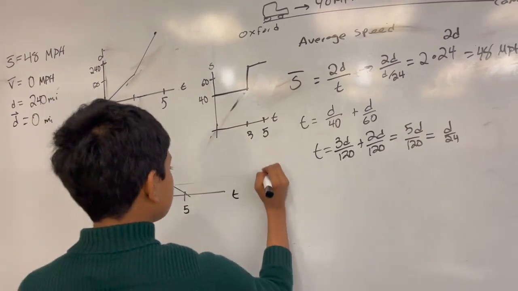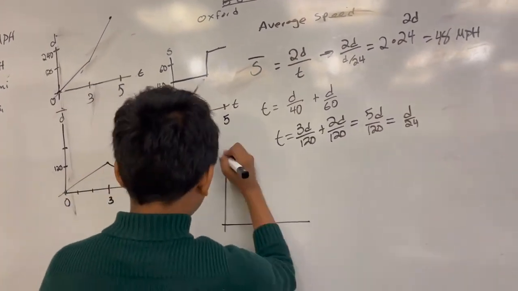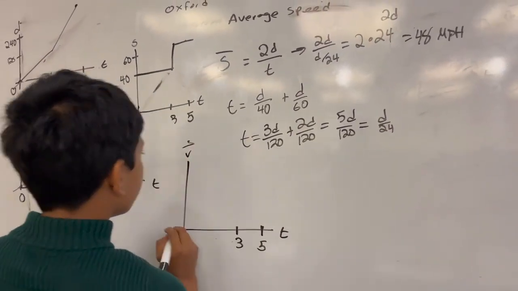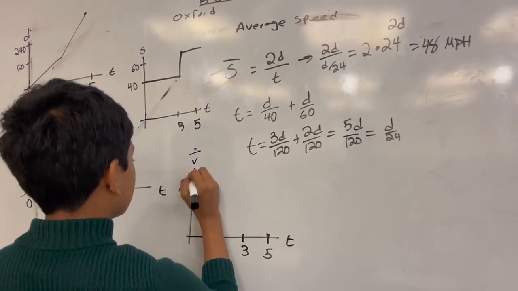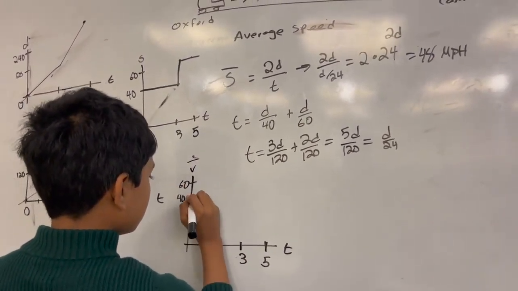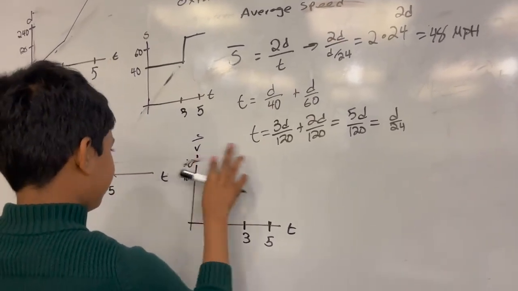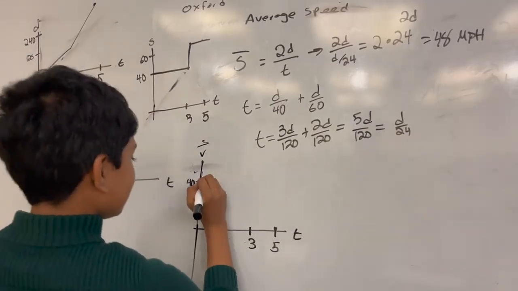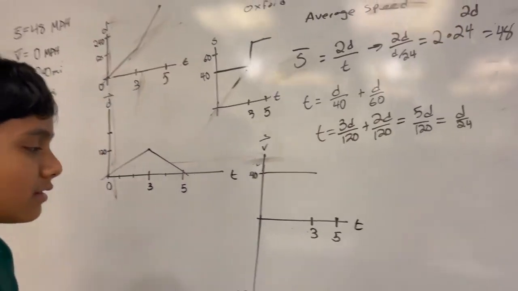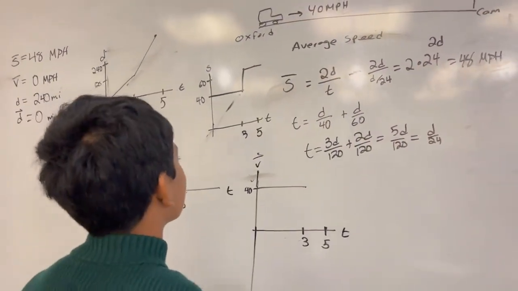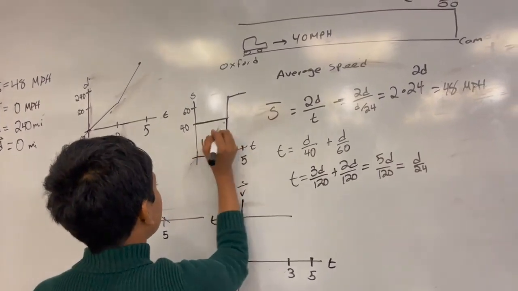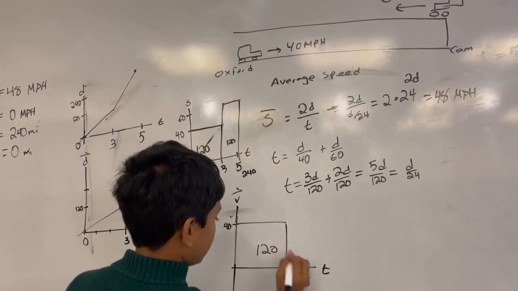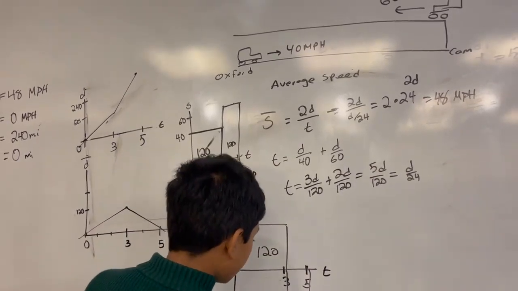All right, VT graph. 5 and 40, 60. Okay. Find the area under the ST graph, area under the VT graph. Okay, this is 120. This is also 120, so it's 240. And this is 120, and this is negative 120, so it adds up to 0.